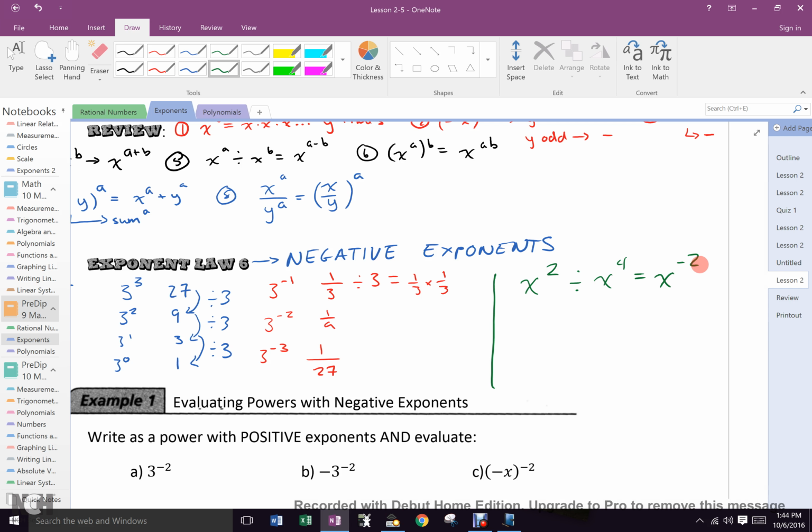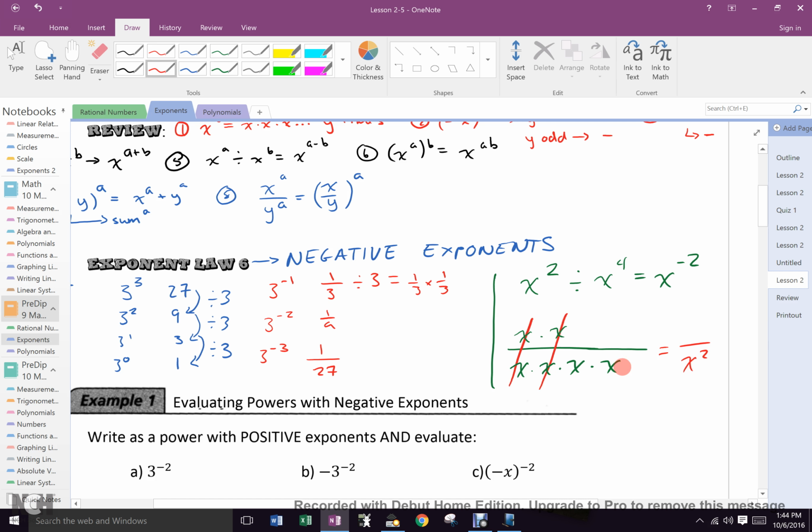So then you have to use your brain. Wait a minute, I got this. X squared is x times x, yes? Divided by x to the 4th. Okay, x times x times x times x. Everybody good? What happened here? Gone. What happened here? Gone. What's left?